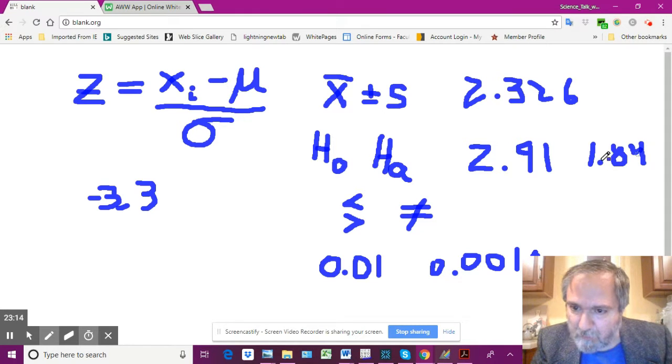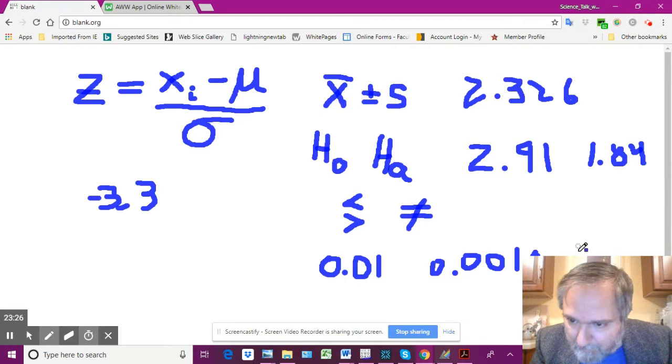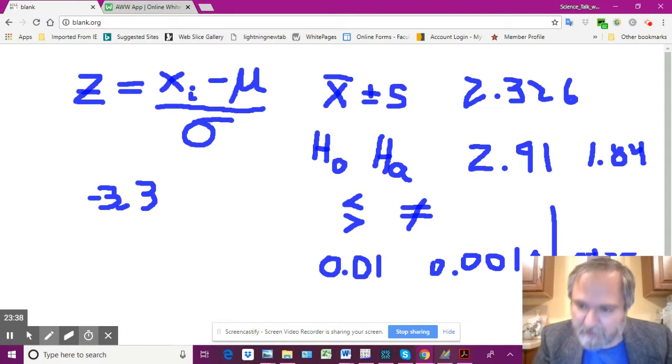Let's do likewise for 1.84. And I'll kind of cheat a little bit and go with minus 1.84. And we have 0.329. Okay, let's put a little line there separating that.